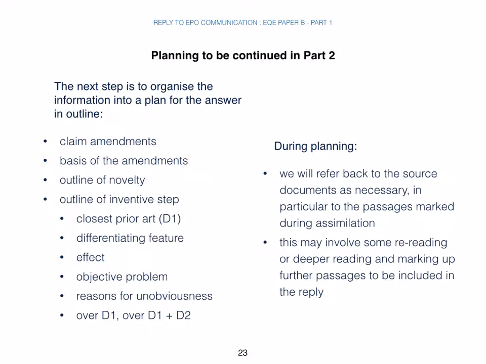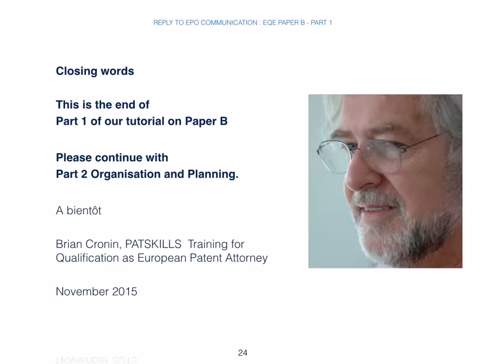Next is organization and planning. So this is the end of part 1 of our tutorial on paper B, assimilation of information. Please continue your work with part 2, which deals with organization and planning.